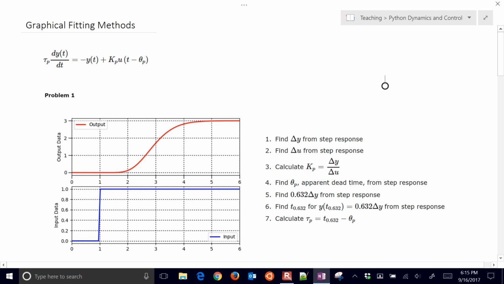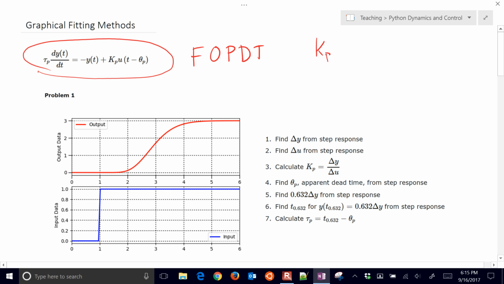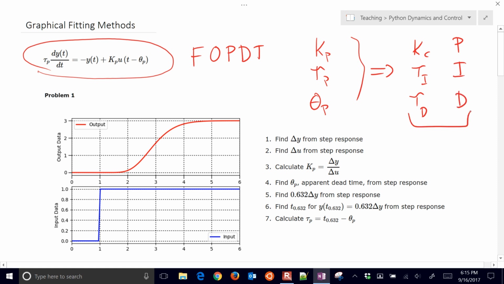We're going to cover some graphical fitting methods to be able to fit parameters in this equation, a first order linear system with dead time, or a first order plus dead time system. One of the reasons why this is so important is that if we can calculate Kp, tau p, and theta p, then we have tuning correlations, for example, that will give us Kc, tau I, and tau d, or P, I, and D values for a controller. So if we can characterize our system, then we can come up with suitable guess values for a controller.